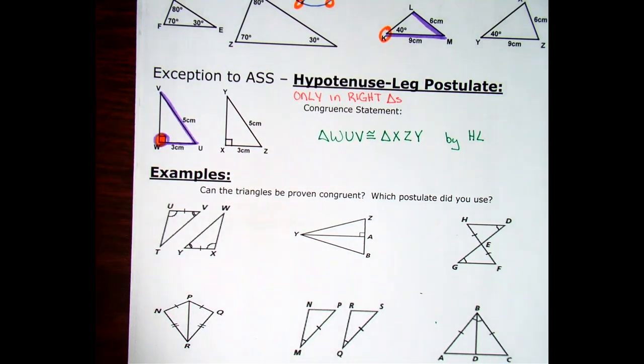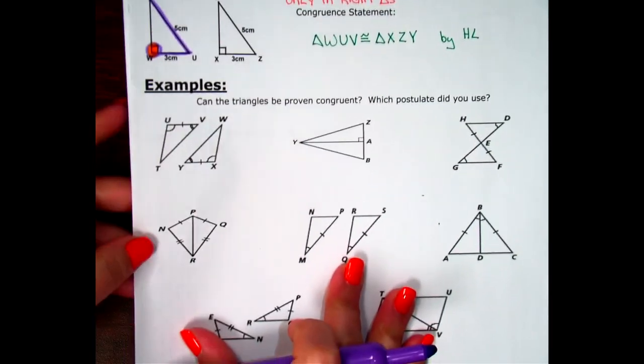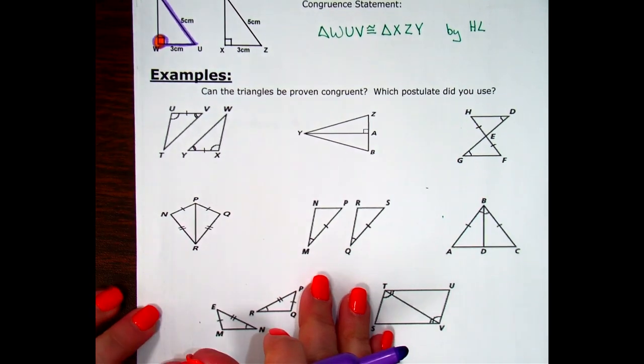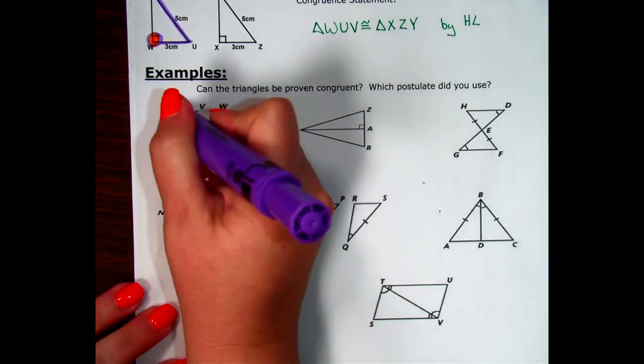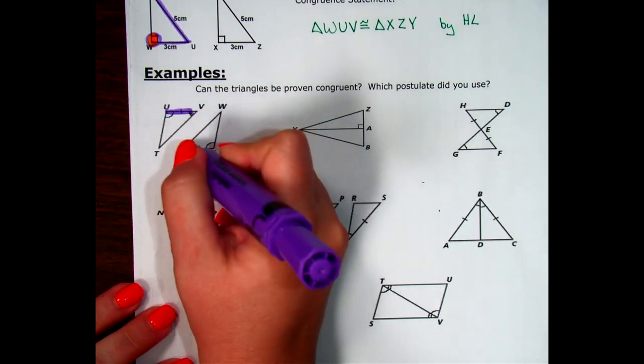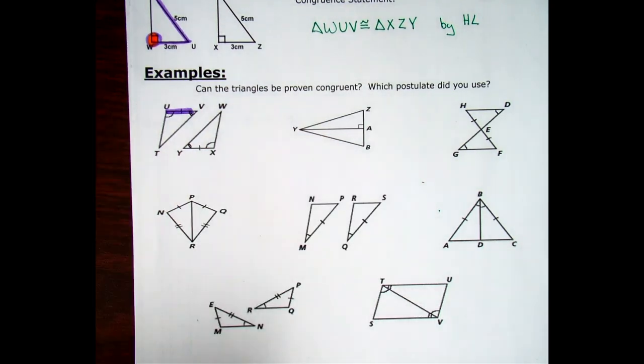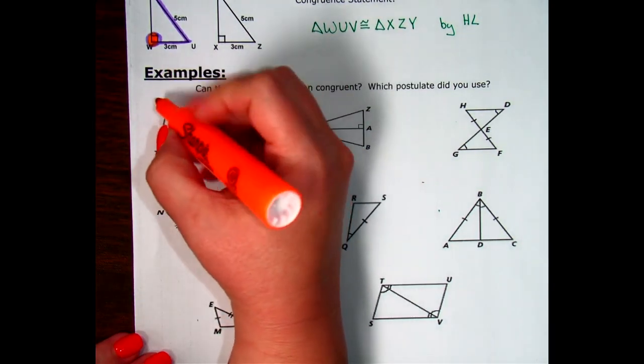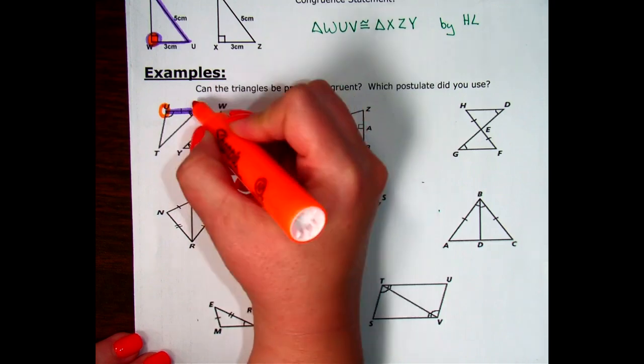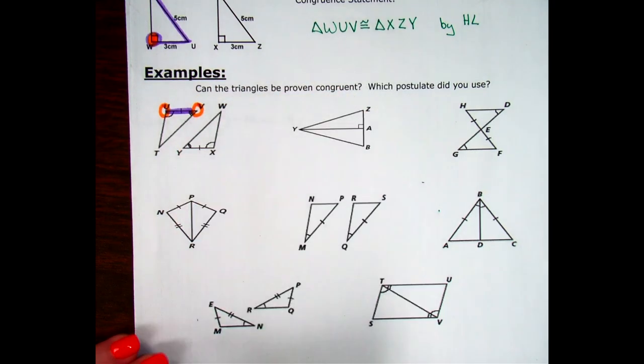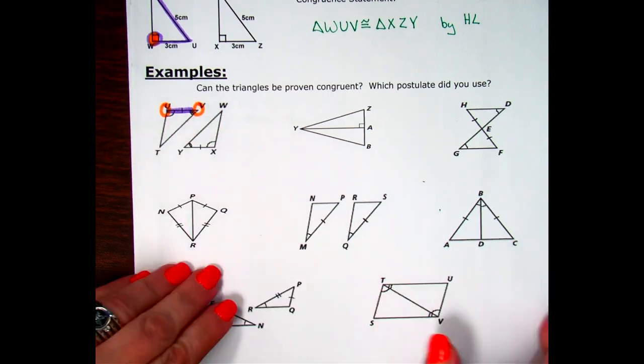All right, let's look at a couple of examples. Can the triangles be congruent? Which postulates did you use? So when I look at this first one, I'm going to see that I have a tick mark matching a tick mark. And then I have an angle matching an angle, and V matches Y. So I do have two angles and a side.